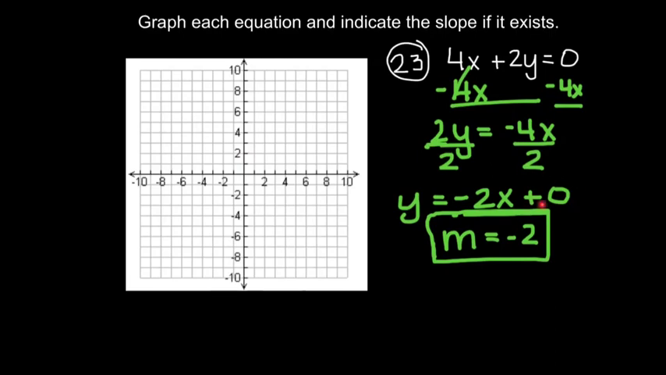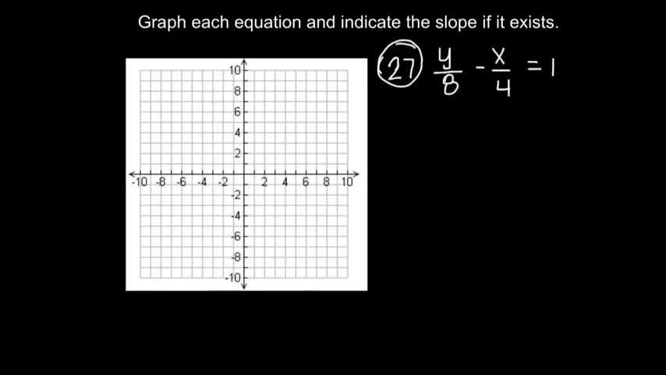We know that the y-intercept of this particular graph is 0. So I'll find 0 on the y-axis, which is just the origin, and from there my slope is -2, which is the same as -2 over +1. So from my y-intercept I'll go down 2 and over 1, which puts me at this point here. I need 2 points to be able to graph a straight line, so I'll connect these two to get the graph of that line.